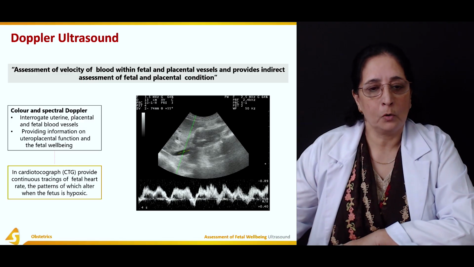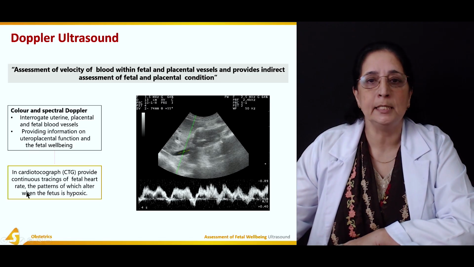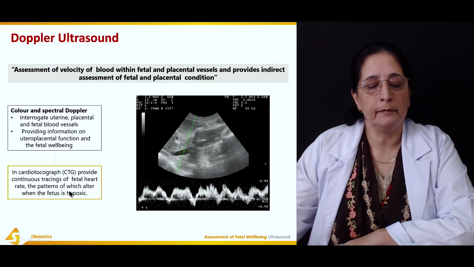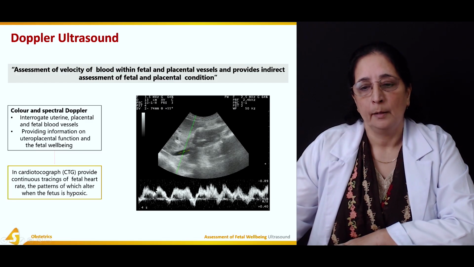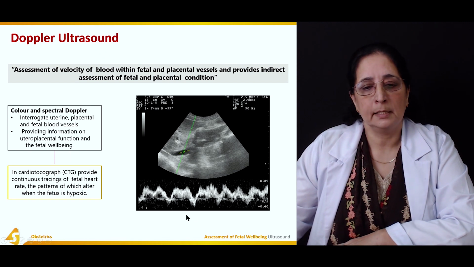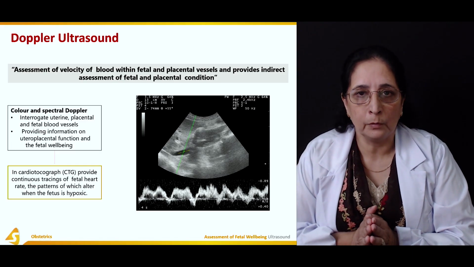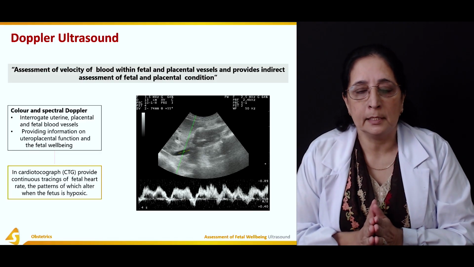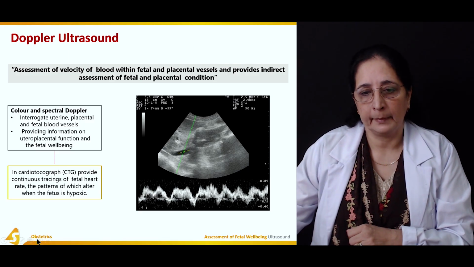Cardiotocograph, CTG, provides continuous tracing of fetal heart rate, the pattern of which alters when the fetus is hypoxic. So this you can see is the tracing of fetal heart rate, and if the patient has hypoxia or decreased blood flow through the placental and fetal blood vessels, then this tracing, the pattern, is affected. This is the baseline.